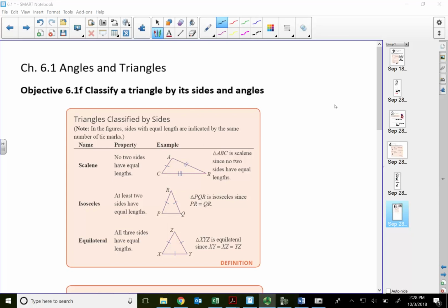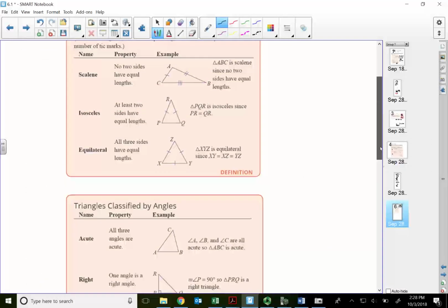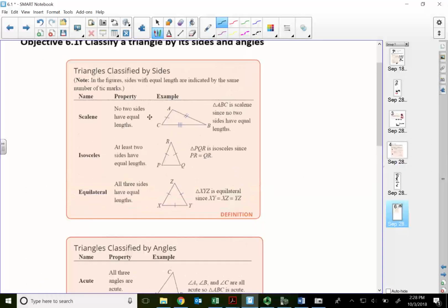Back to Module 6.1, let's take a look at the last bit of Module 6.1 here. Classify a triangle by its sides and angles. So basically, we can classify triangles by its sides.